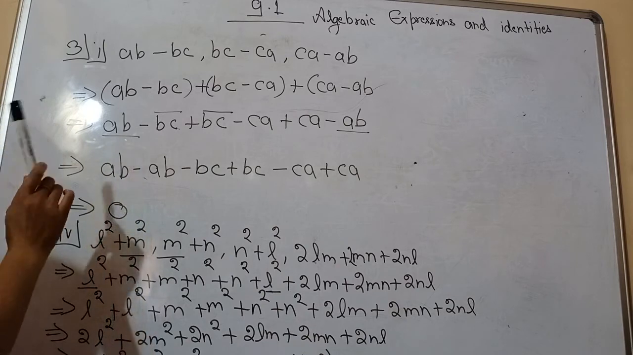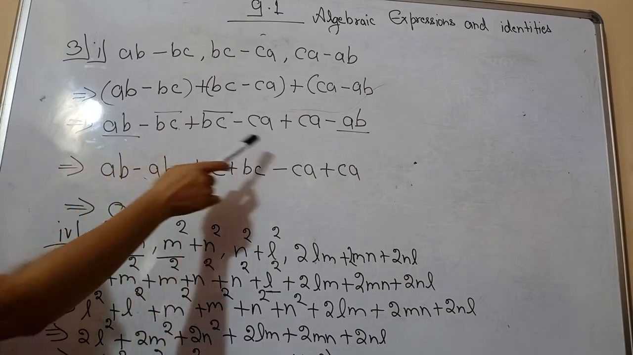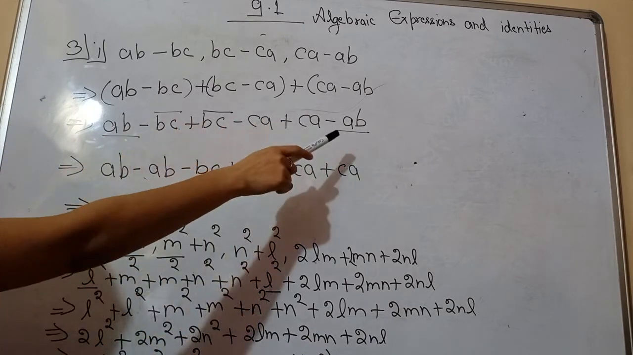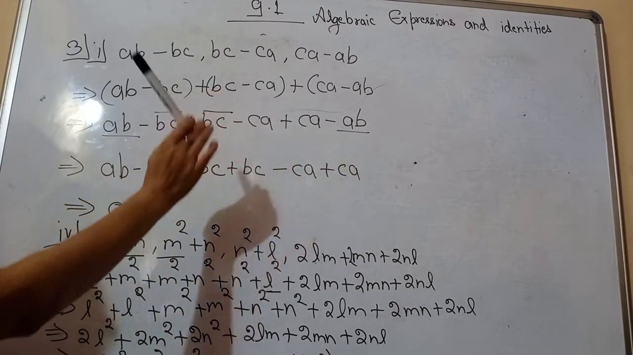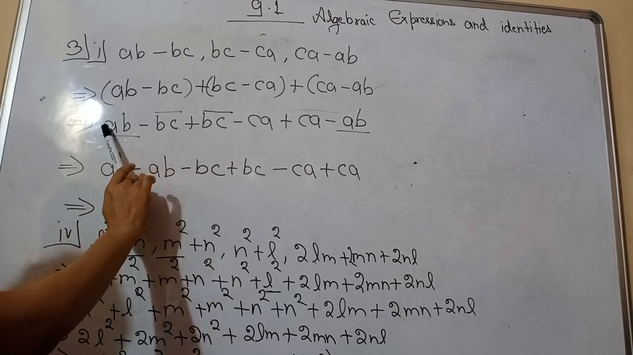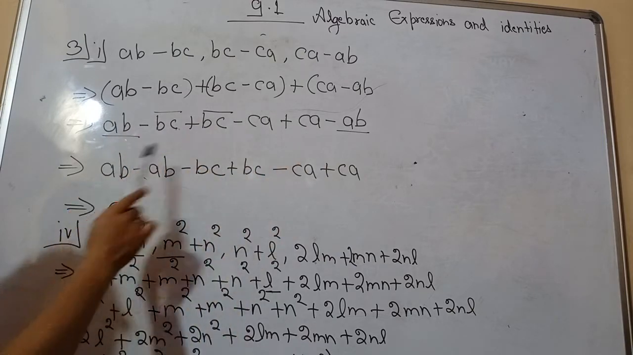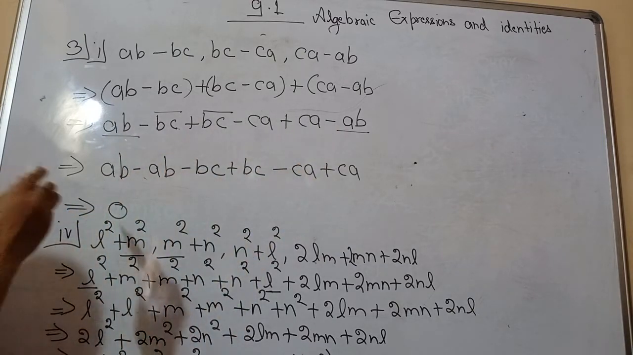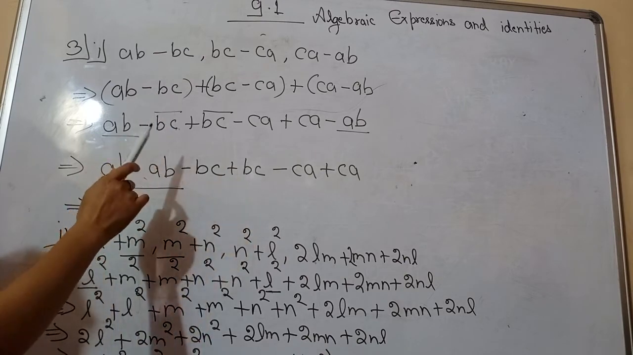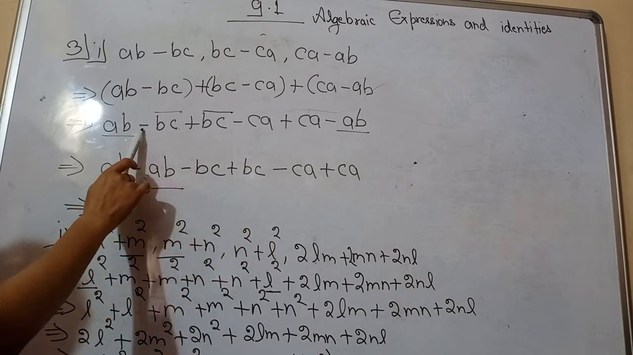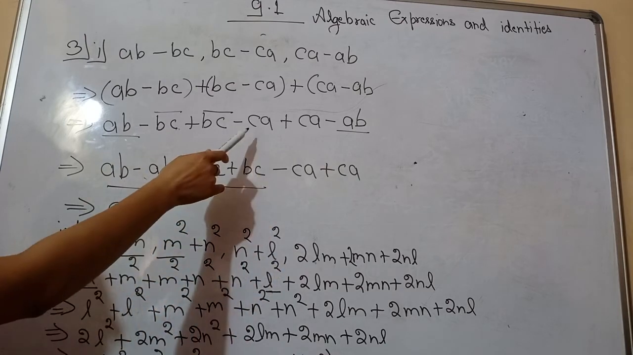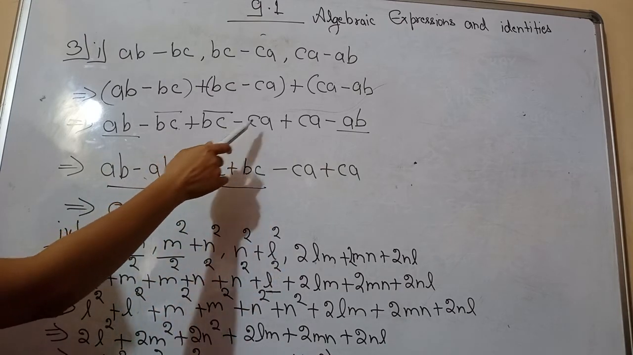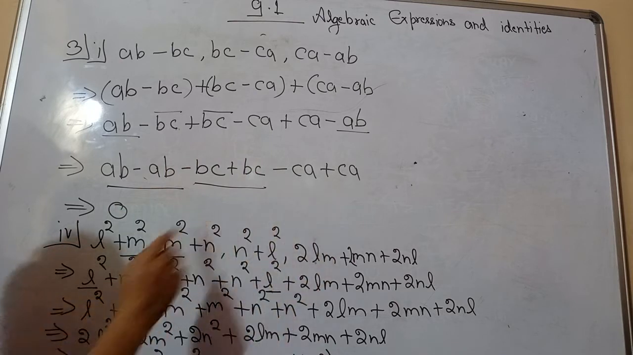Now you can see easily here, AB, here also AB. These two are like terms. This is having a positive sign, this is having a negative sign. So we will write all the like terms together. So AB minus AB, the first like terms together. Now the second like term is BC and BC, plus BC and minus BC. The third term which is remaining is minus CA and plus CA.